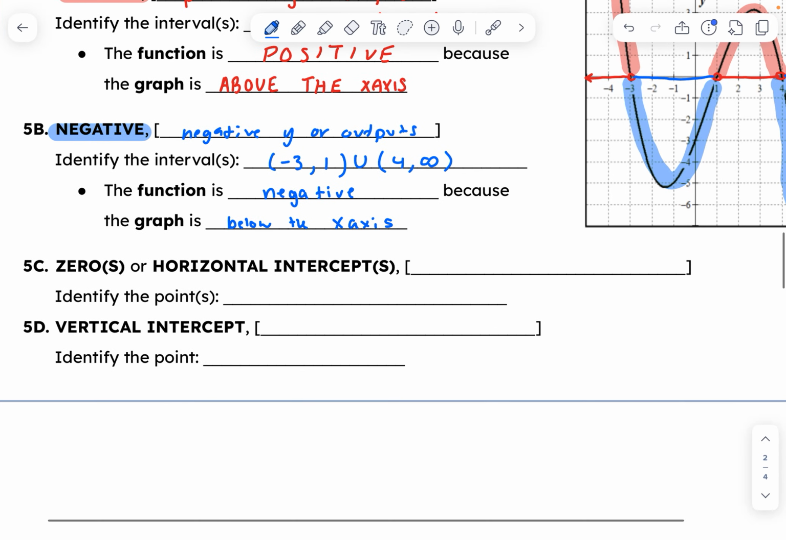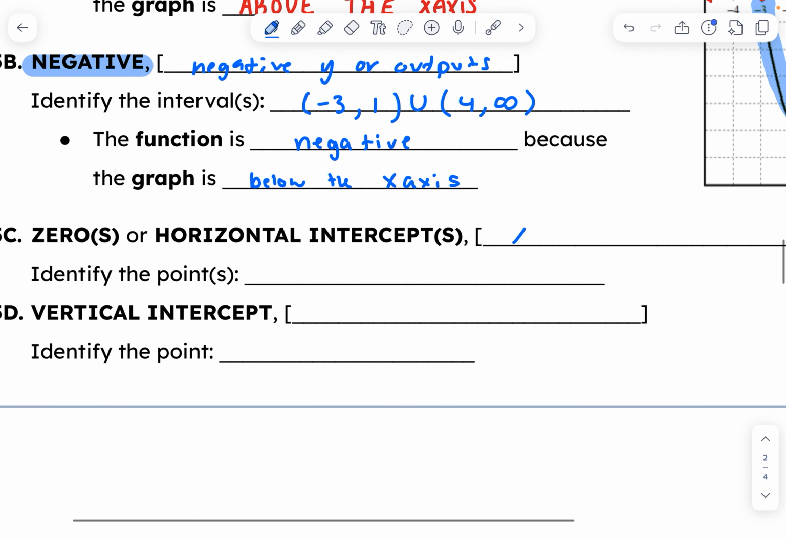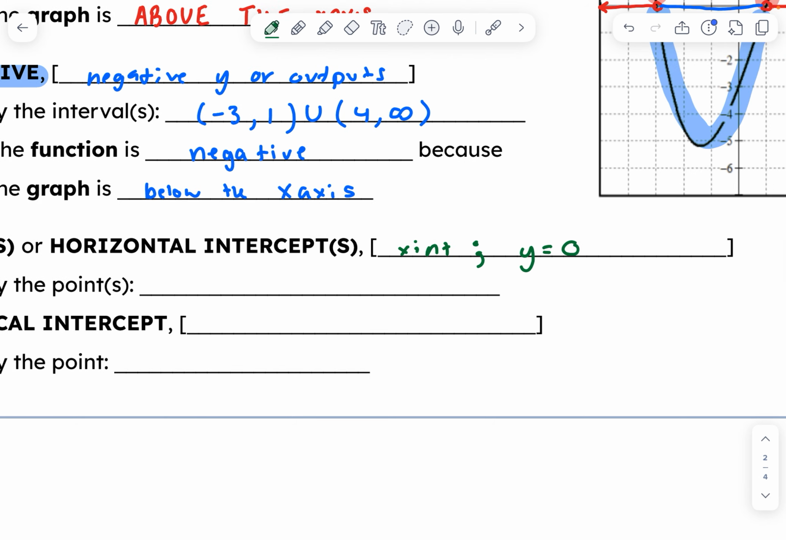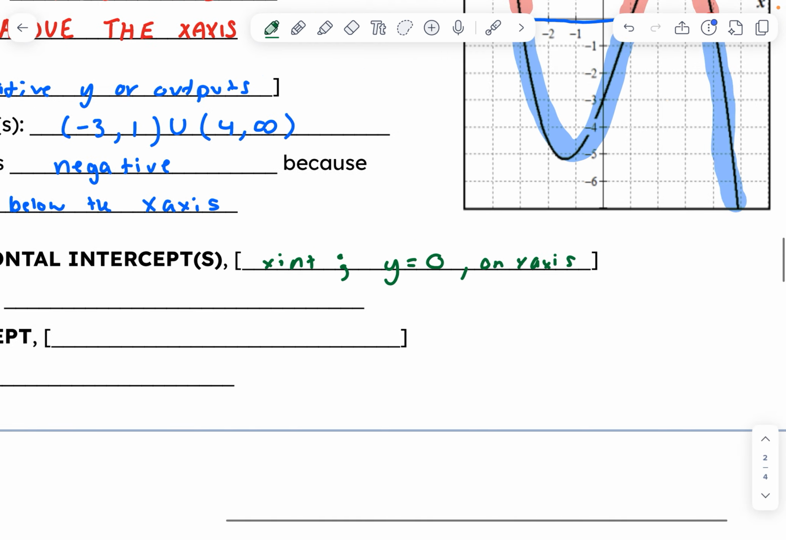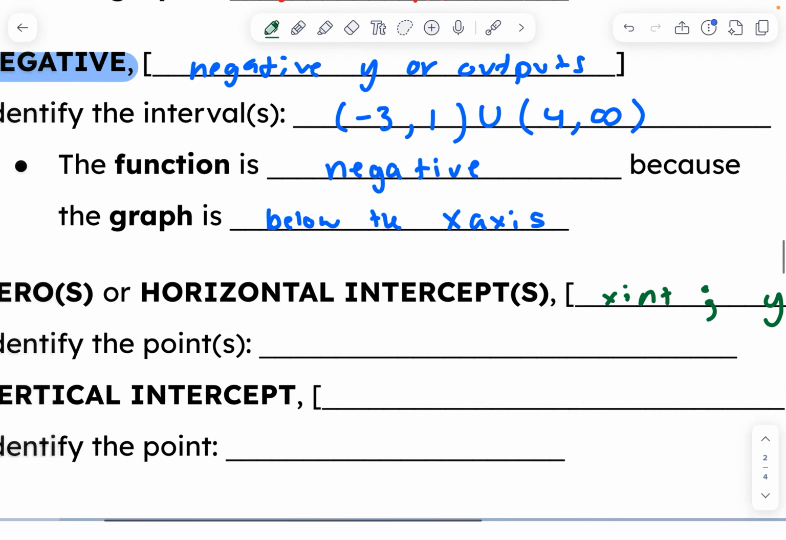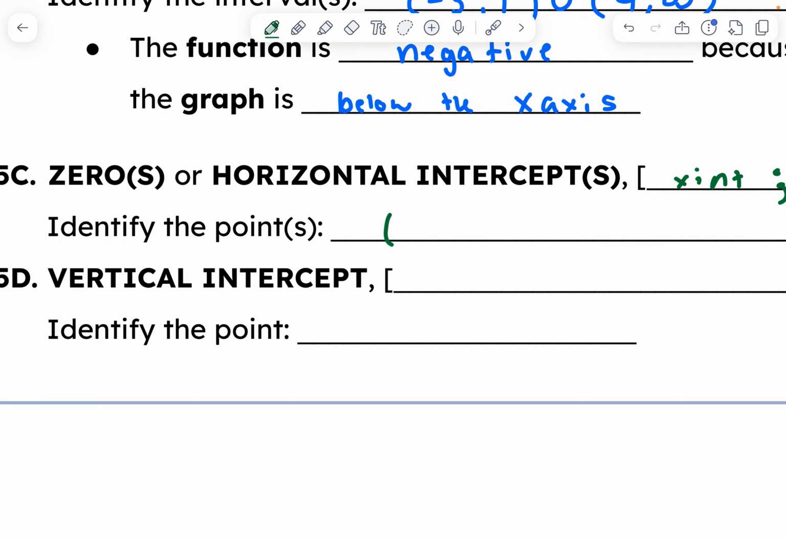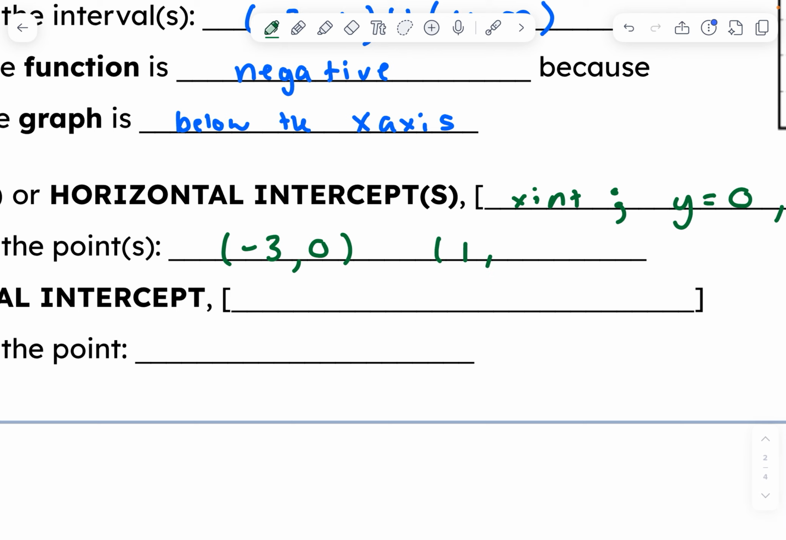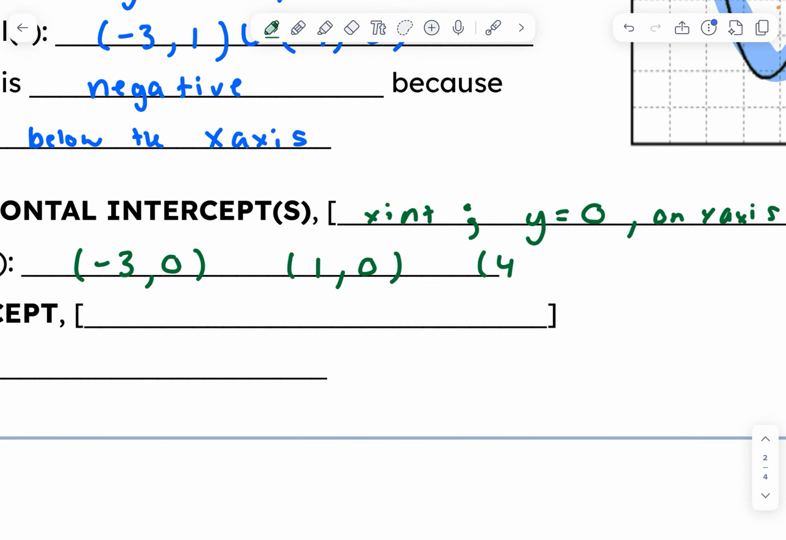The very last thing we'll discuss is our zeros or our horizontal intercepts, which once again is a fancy word for x-intercepts. This is when our y value equals 0. These are going to be points on our x-axis. So if I look at my graph, I am on the x-axis at negative 3, positive 1, and positive 4. And I'm going to represent these as points. (-3, 0), (1, 0), and (4, 0).